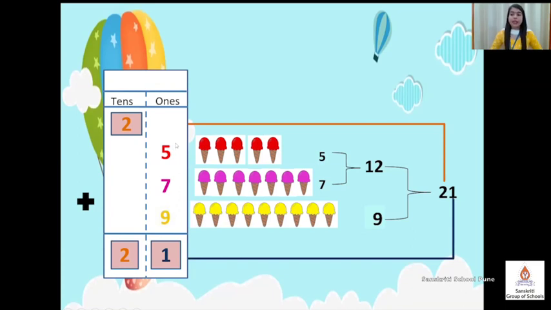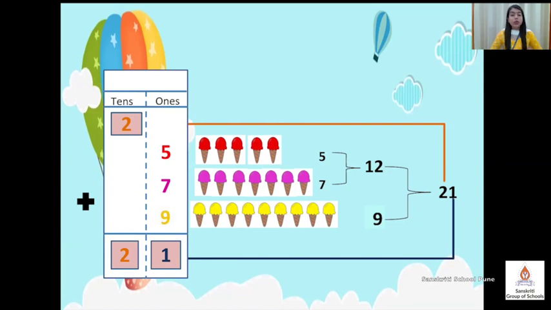Now let's add the numbers and see how we get the answer. We will do 5 plus 7, which is 12. So if we add red ice creams and purple ice creams, we get a total of 12 ice creams. Now we have 9 more ice creams. So we will add 9 to this 12, which will become 21. So she is going to buy 21 ice creams in all.